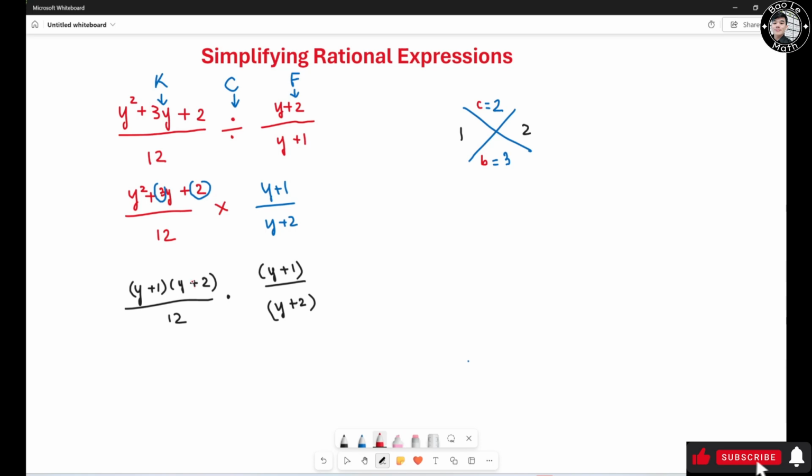Now y plus 2 on the numerator divided by y plus 2 on the denominator, right? So this guy cancels out. We have 1 and 1 right here. Now y plus 1 times 1 is going to be y plus 1 over 12 times y plus 1 right here over 1, right? Now you just multiply the numerator and denominator. So it's going to be y plus 1 times y plus 1 is going to be y plus 1 altogether squared, right? Over 12. And this is the answer.